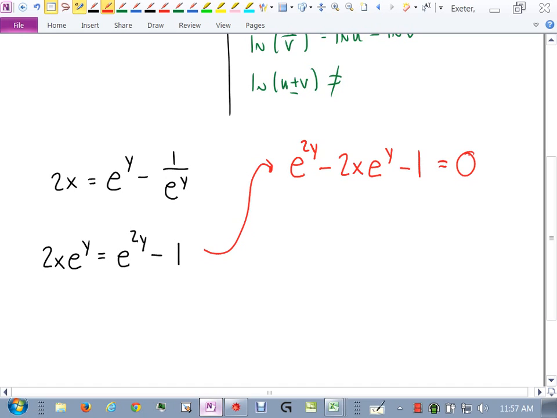Now let me write it just a little bit different. This is e to the y squared minus 2x e to the y minus 1 equals 0. Do you agree with that?